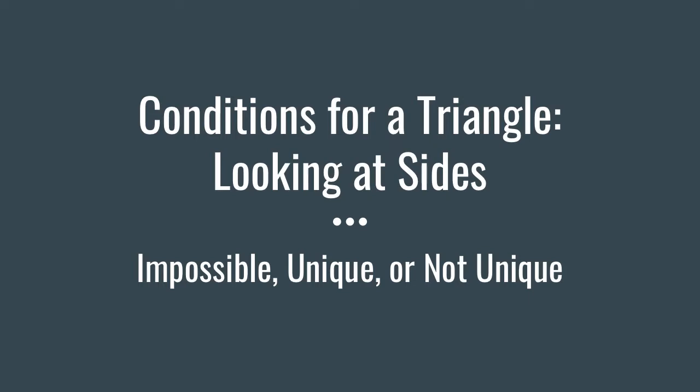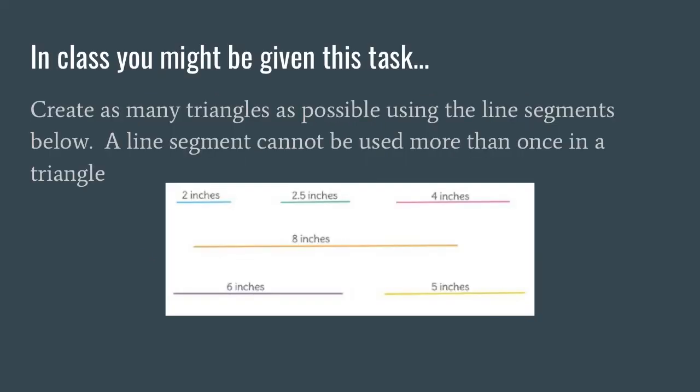All right, so this video is going to be about conditions for a triangle, looking at sides, so impossible, unique, or not unique. In class, you might be given a task like this: create as many triangles as possible using the line segments below. A line segment cannot be used more than once in a triangle.